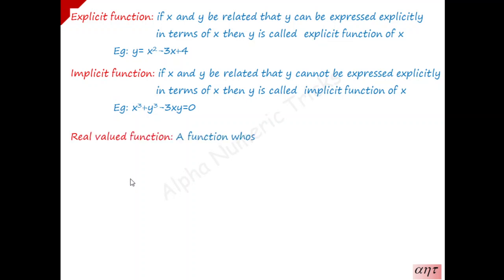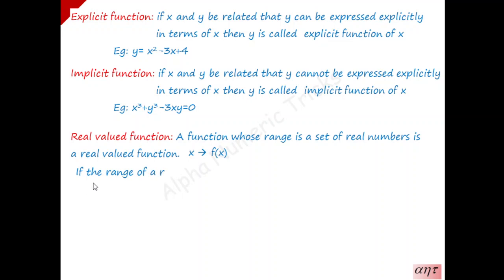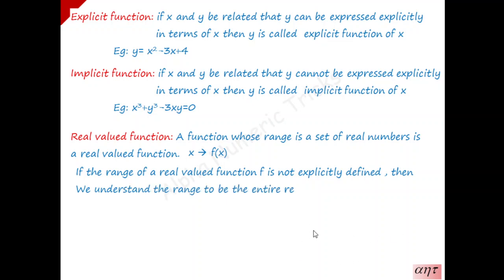What is a real valued function? A function whose range is a set of real numbers. Range is the set of real numbers, then only we can say that it is a real valued function. If it is not a real number, then we can't say it is a real valued function. Also, if the range of the real valued function is not explicitly defined, then you take the entire real line R as the range.